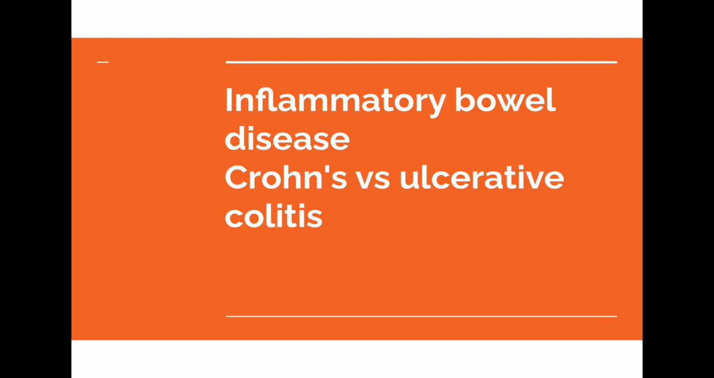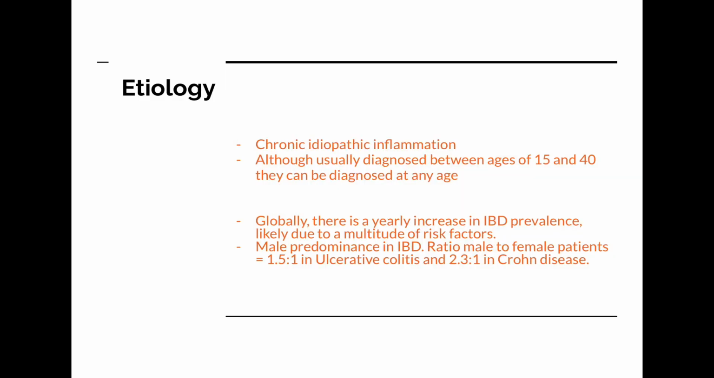Hi everyone, today we're going to be talking about the two main inflammatory bowel diseases, Crohn's vs ulcerative colitis. Inflammatory bowel diseases are caused by chronic idiopathic inflammation. It has a bimodal age distribution, with most being diagnosed around the ages of 20 to 30, and another smaller peak at age 40. Unfortunately, the prevalence of IBD is increasing worldwide due to a multitude of risk factors, and it also has a male predominance, 1.5 to 1 in ulcerative colitis and 2.3 to 1 in Crohn's disease.